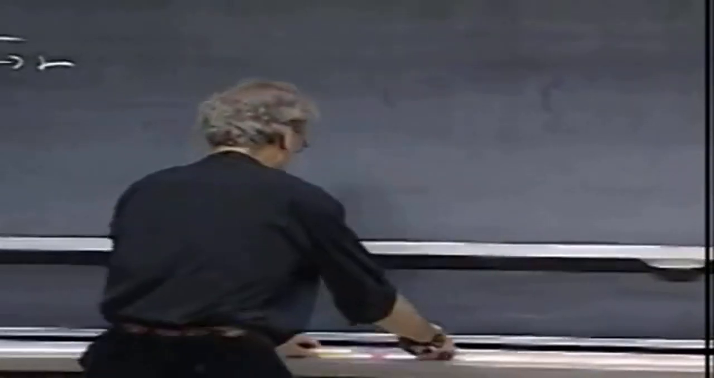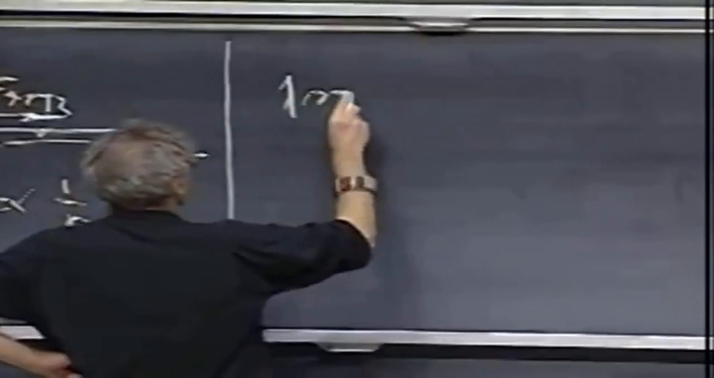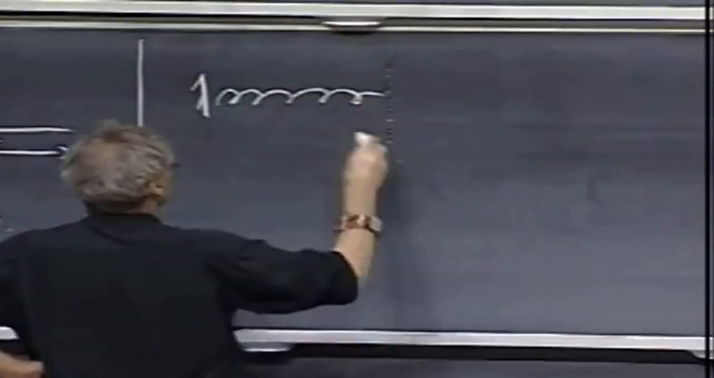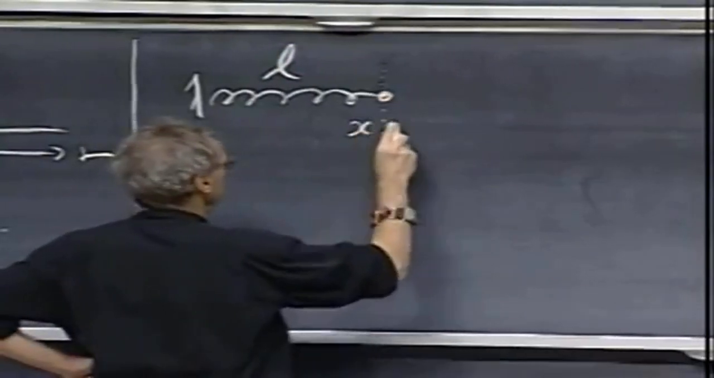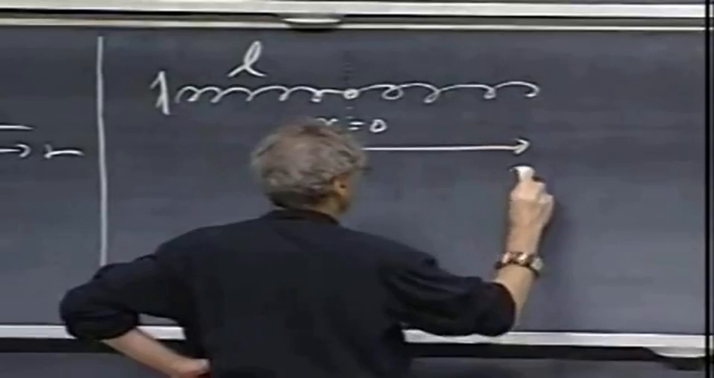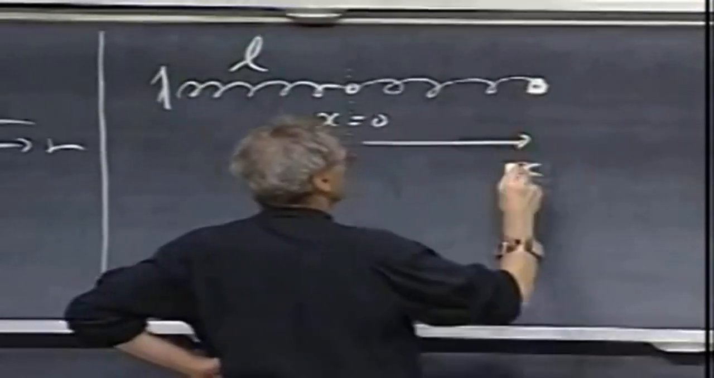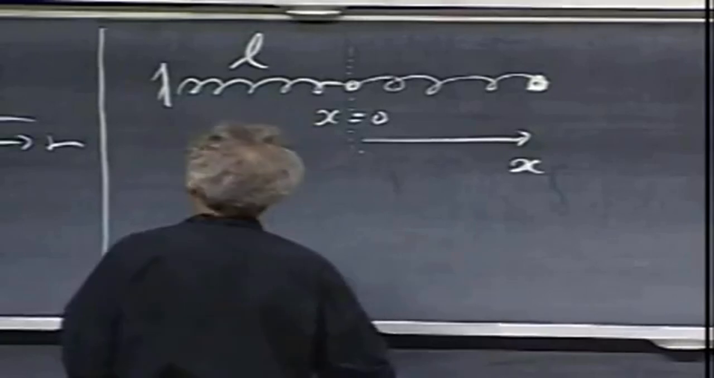Now I change from gravity to a spring. I have a spring which has relaxed length L. I call this x equals 0. And I extend it over a distance x. And there's a mass m at the end. And there will be a spring force.